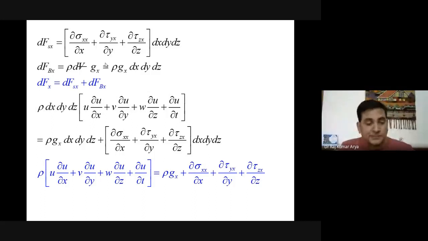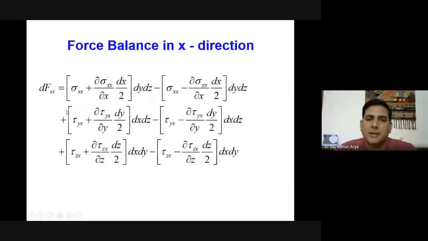Right. Now, if I want to calculate the total force in direction x, it is the total surface force in direction x plus the total body force in direction x. So I will add these two. This one is coming from the surface force, and this one is coming from body weight. And this total force is the same as what I just calculated from the mass into acceleration part. Correct or not?